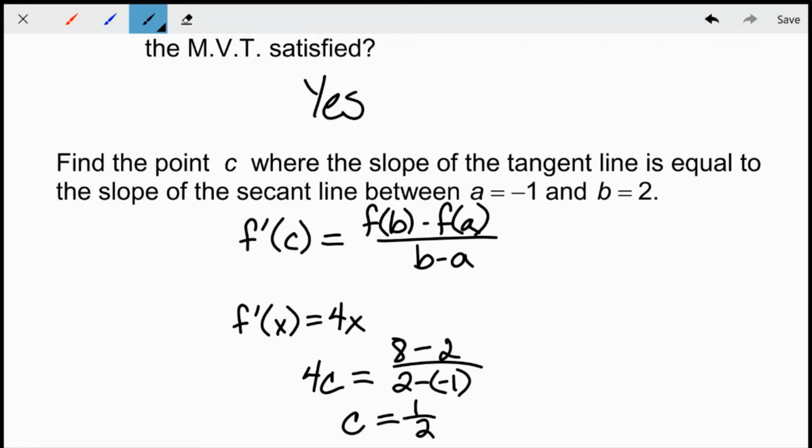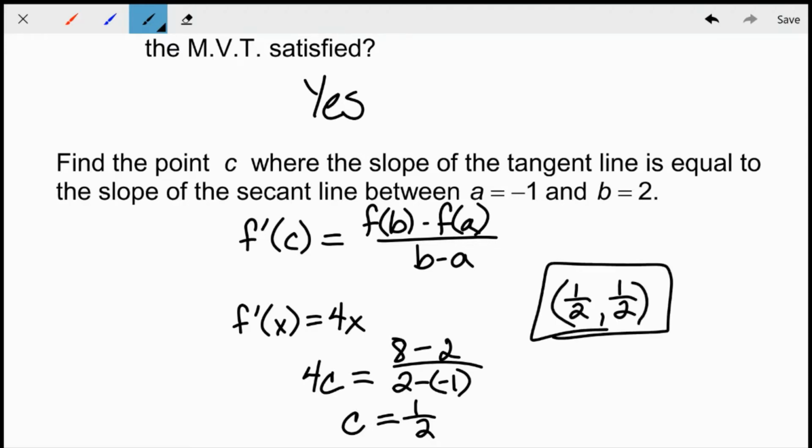Now, sometimes when they ask you for the c value, they're just going to be talking about the x coordinate. Sometimes they're going to want the x and the y. So I'm just going to give the overall point here. And it really just depends on the way the question is worded, whether or not you need to get the coordinate or just that actual x value.